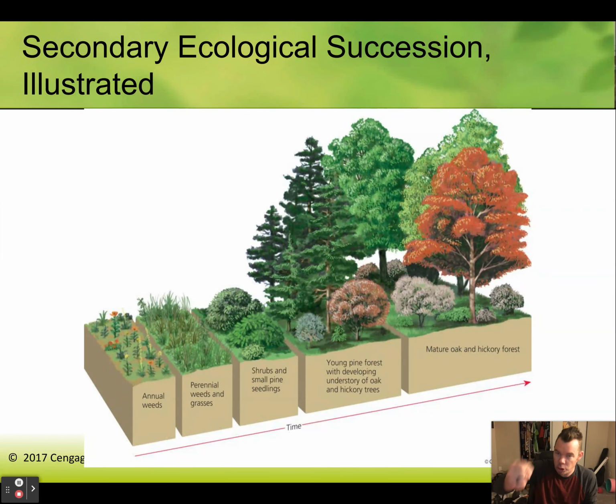Primary, there's no soil. It's just straight up bare rock. There has never, ever been anything there before. Secondary, there was life. That's the big difference.